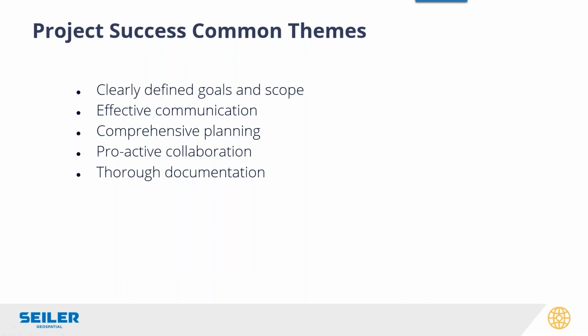And you can look it up online, but there's usually anywhere from 5 to 10 themes or bullet points here. The most common ones are clearly defined goals, communication, planning, collaboration, and thorough documentation. Those seem to be the things that help projects succeed.